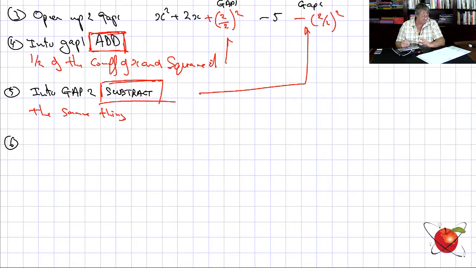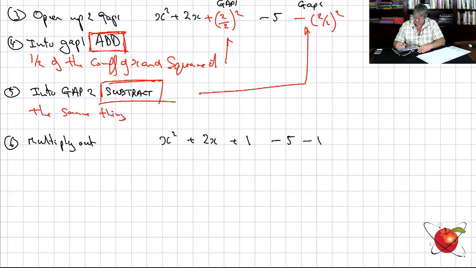Step 6, okay? All right. Step 6 is going to be multiply out. Which means basically that's going to be x squared plus 2x plus, what's that going to be there? 2 over 2 is 1 squared is 1, minus 5 minus 1 leaves us with x squared plus 2x plus 1 minus 6. All right?